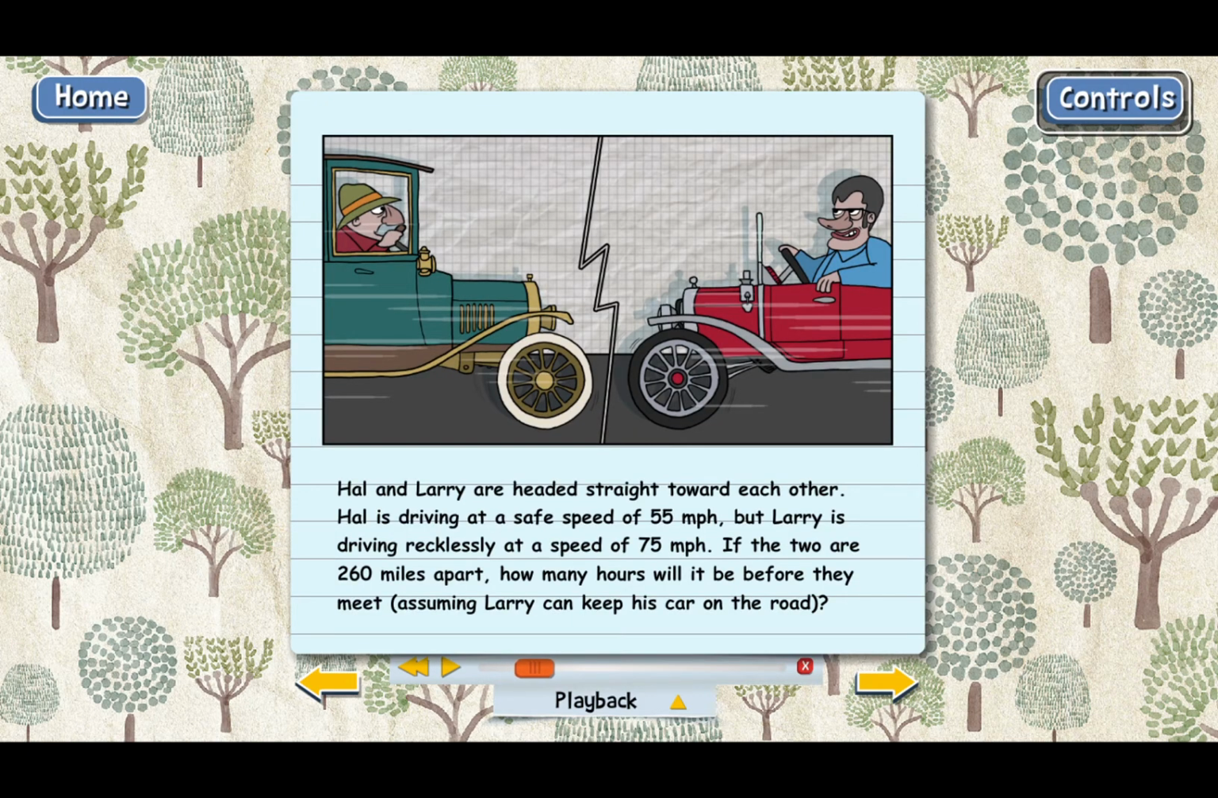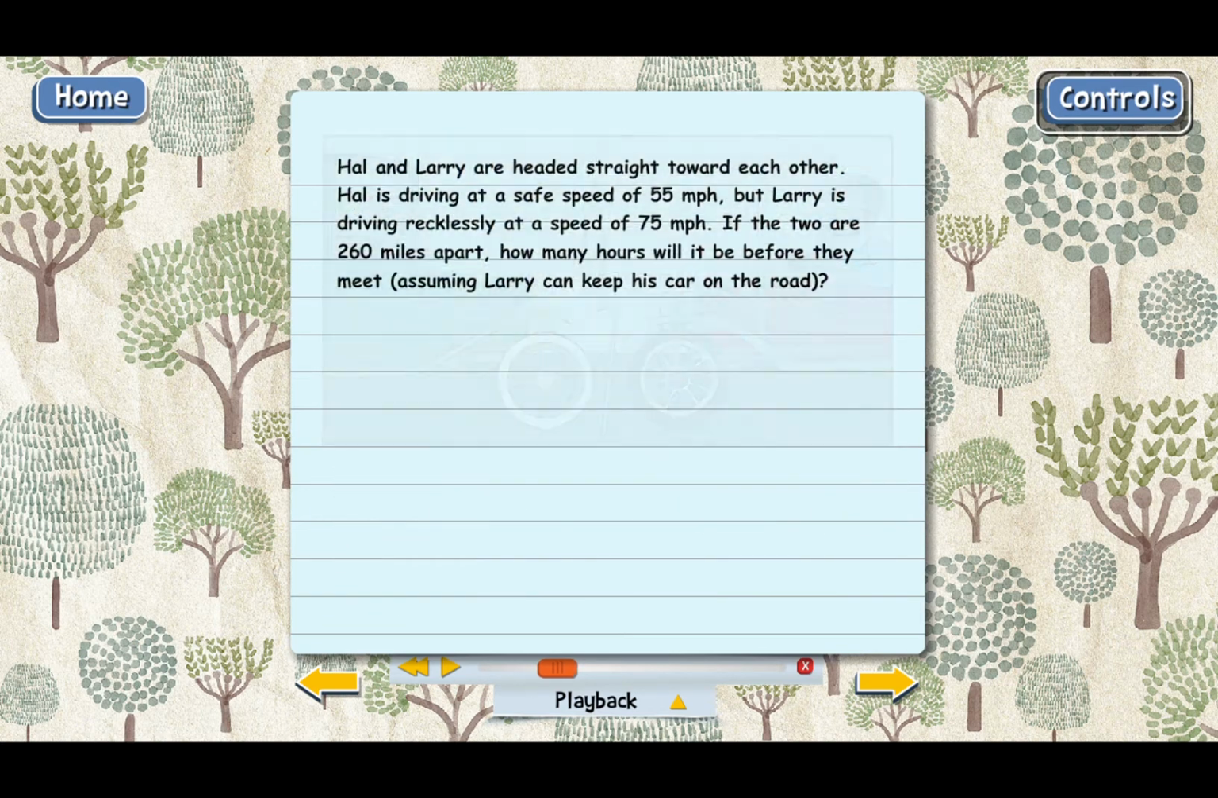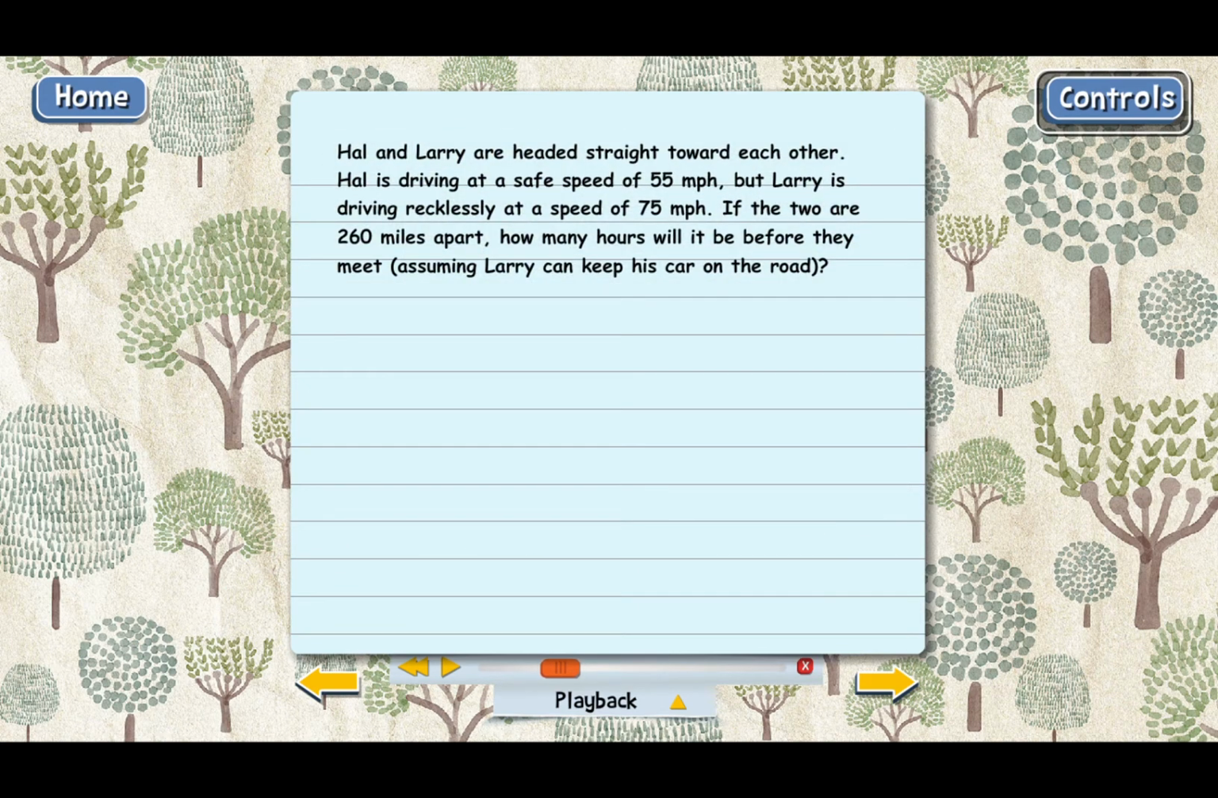Hal and Larry are headed straight toward each other. Hal is driving at a safe speed of 55 miles per hour, but Larry's driving recklessly at a speed of 75 miles per hour. If the two are 260 miles apart, how many hours will it be before they meet, assuming Larry can keep his car on the road? What makes this problem a little harder is that there are two drivers instead of just one. But the first step's still the same. We need to make x equal the thing we're trying to find. We want to know the number of hours it will take the two to meet, so that's x.